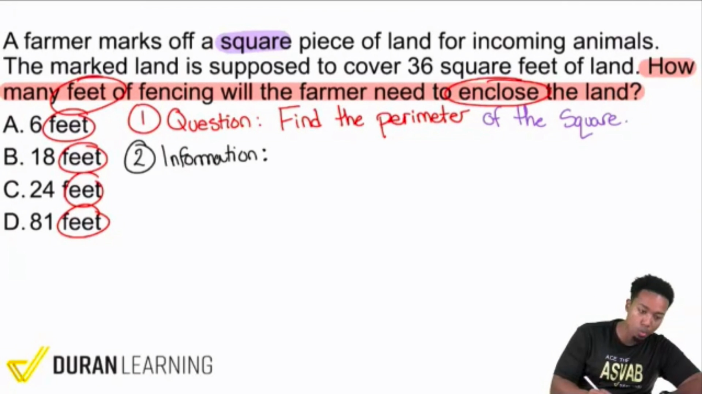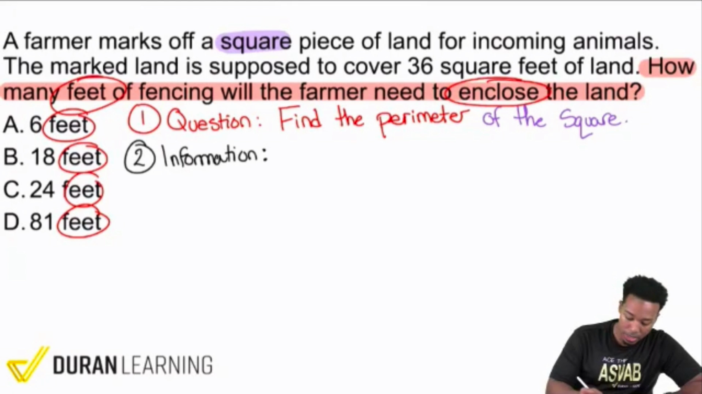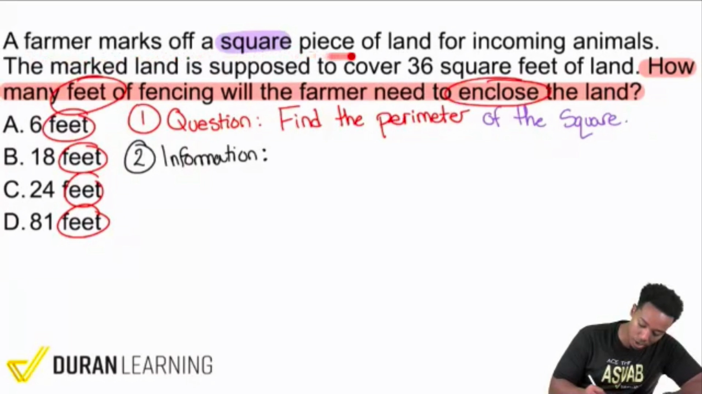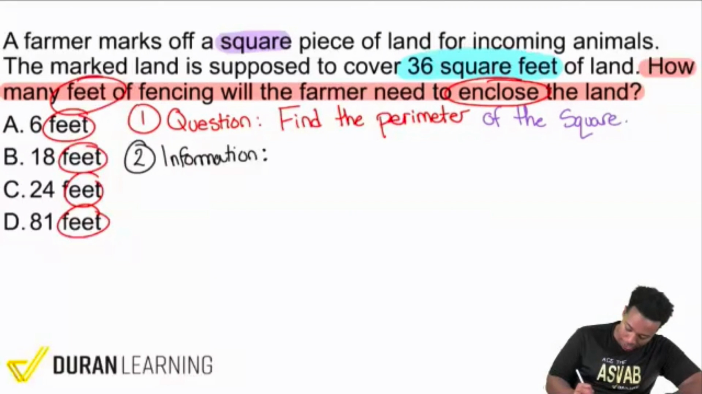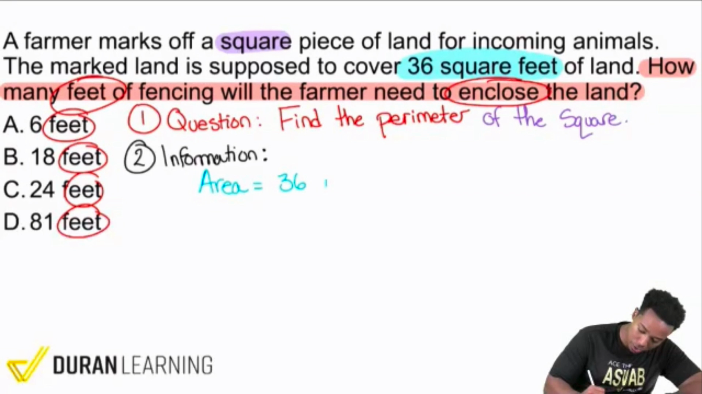And so here, we're moving forward to use the information given now. The information that's given to us is this. They tell you that the marked land is supposed to cover 36 what feet, everybody? What's the clue there? 36 what feet? 36 square feet. Everybody, 36 square feet tells us that we are dealing with what? Yes, area. We are given the area as 36 square feet.